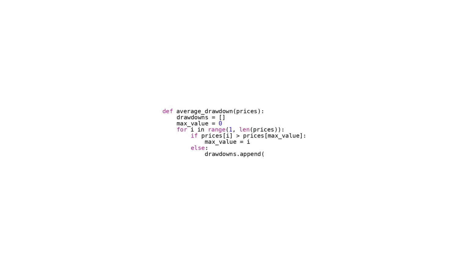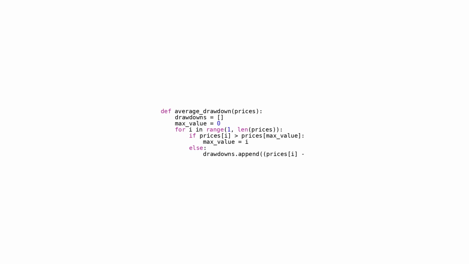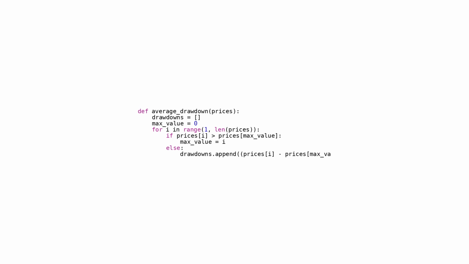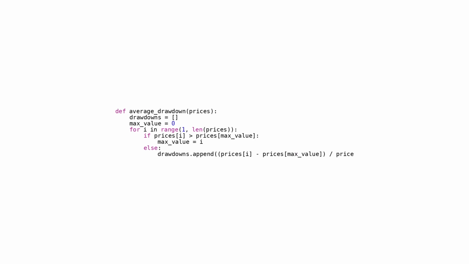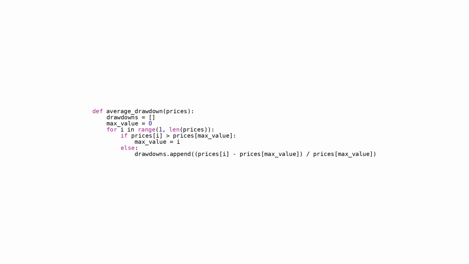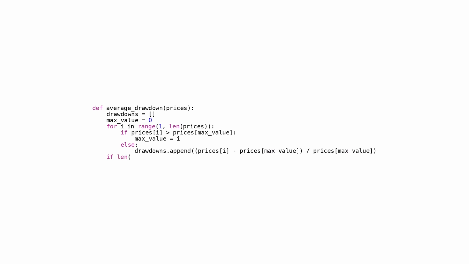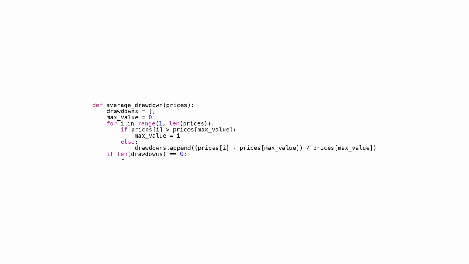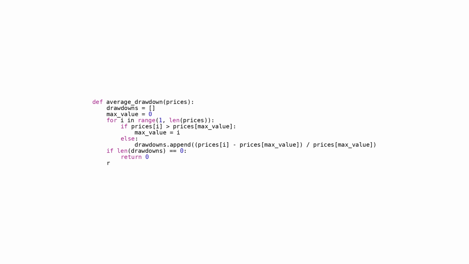Otherwise, the drawdown value is calculated as the difference between the current price and the maximum price seen so far divided by the maximum price seen so far, and it is added to the drawdowns list. 5. If no drawdowns are recorded, the length of drawdowns is 0, and the function returns 0. 6. The average drawdown is calculated by summing all drawdown values in the drawdowns list, dividing by the number of drawdowns, and multiplying by 100 to get the percentage value.